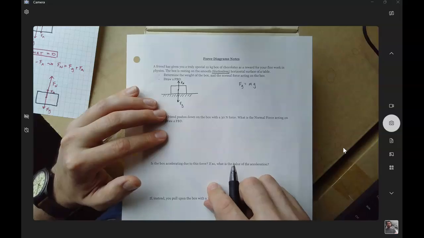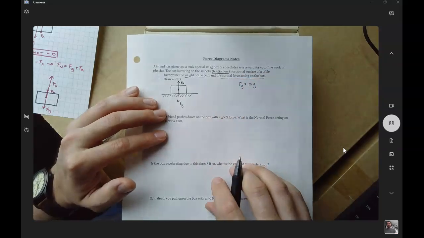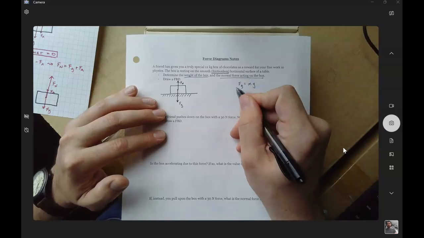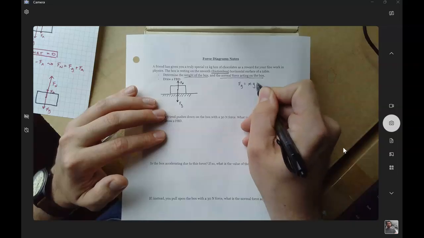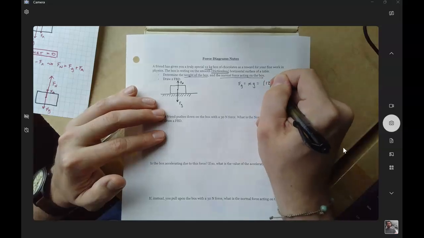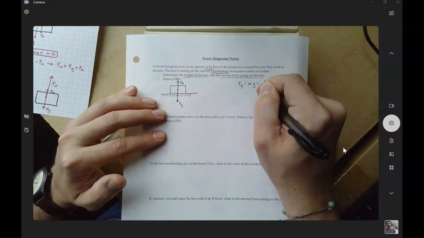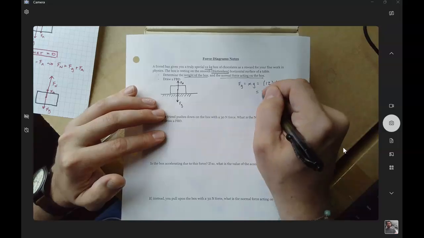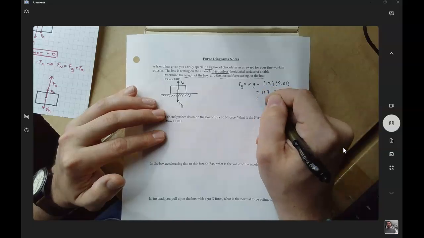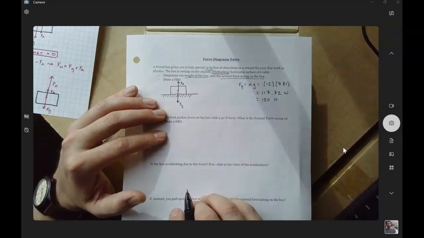So in this problem, we're asked to calculate the weight of the box and the normal force acting on the box. Okay, so first, let's calculate the weight. We've got an equation here that says the weight, or the force of gravity acting on this box, is its mass times gravity. So let's plug in. We've got 12 kilograms of box here. 12 times the value 9.8, which is the acceleration due to gravity, gives us a value of about 117.72 newtons, which, if we account for significant figures, that's about 120 newtons. Newtons is the unit of force.